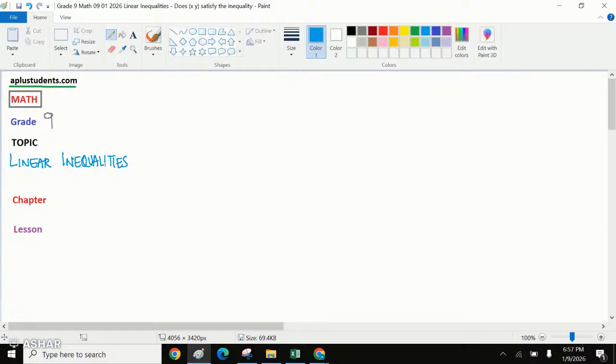The chapter for today is, I'll just give you the chapter. The chapter is 8 and the lesson number is 1. And the name of the lesson is, does (x, y), that is a point, a coordinate, satisfy the given inequality? Satisfy the inequality.